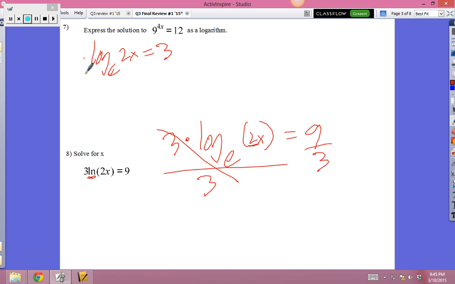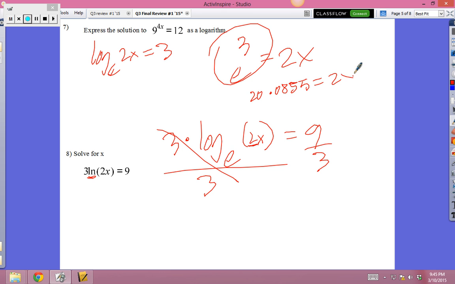Now you can't get rid of the 2, you gotta get rid of this log. The only way to undo a log is let's morph it to a power. So if you morph it to a power, your base is e, the exponent is 3, and that's equivalent to 2x. So now I'll do this on your calculator. E cubed is 20.0855, and that's equal to 2x.